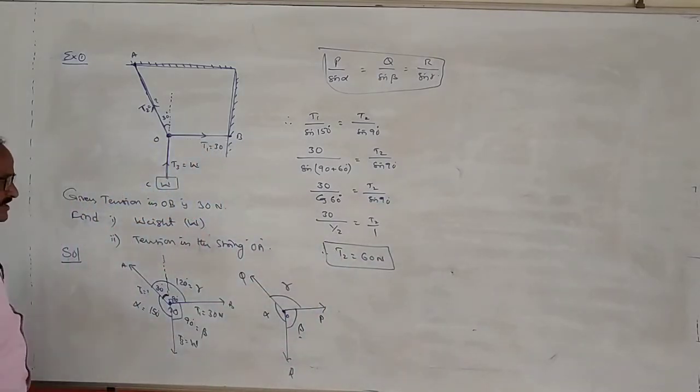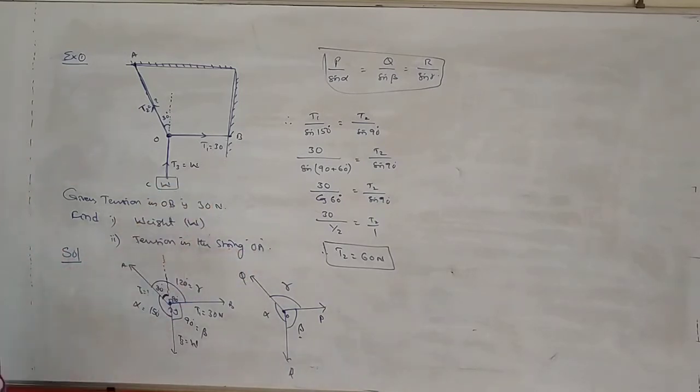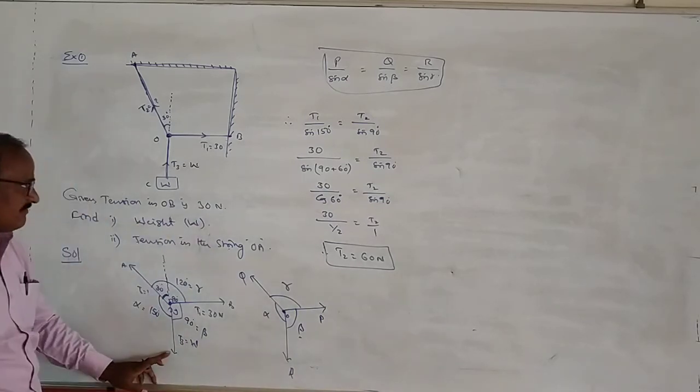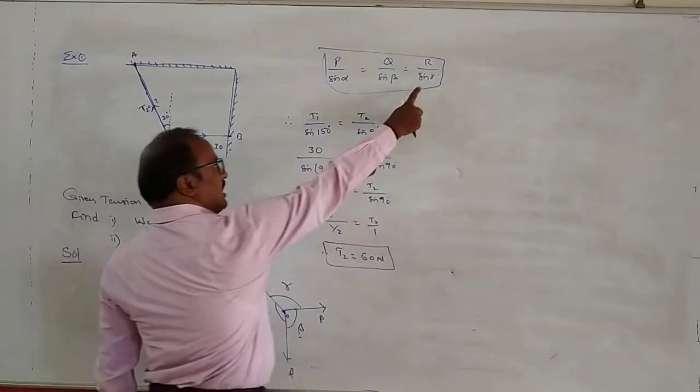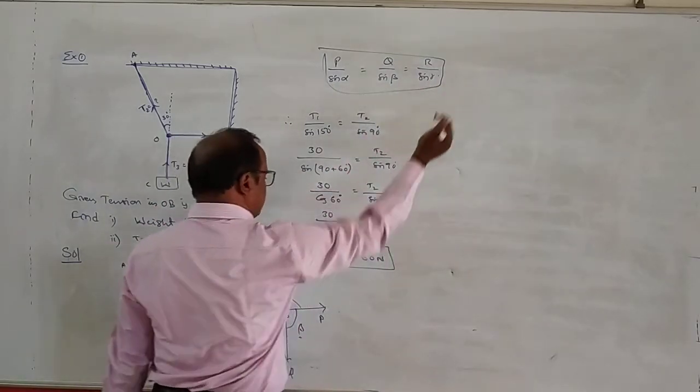Next one, the T2 value. The tension in the same way is equal to T2. T2 is equal to 60 newtons. How do you find it? The W value is common. W means the R value. To find the value of R, we can equate the first one and the last one, the second one and the third one.